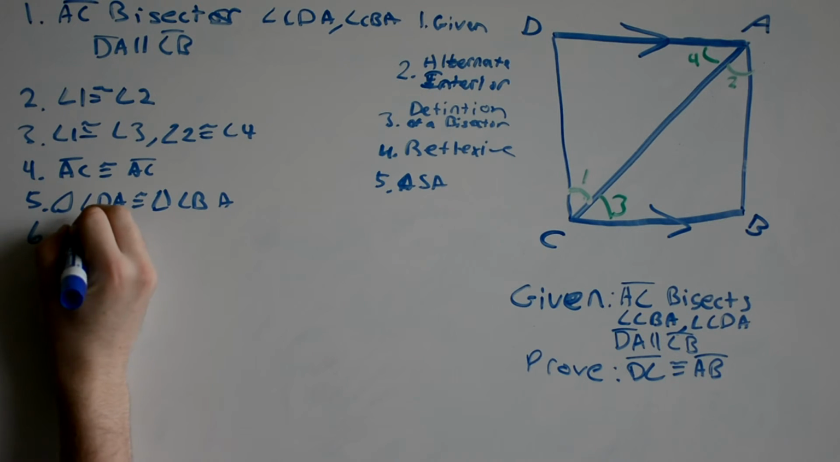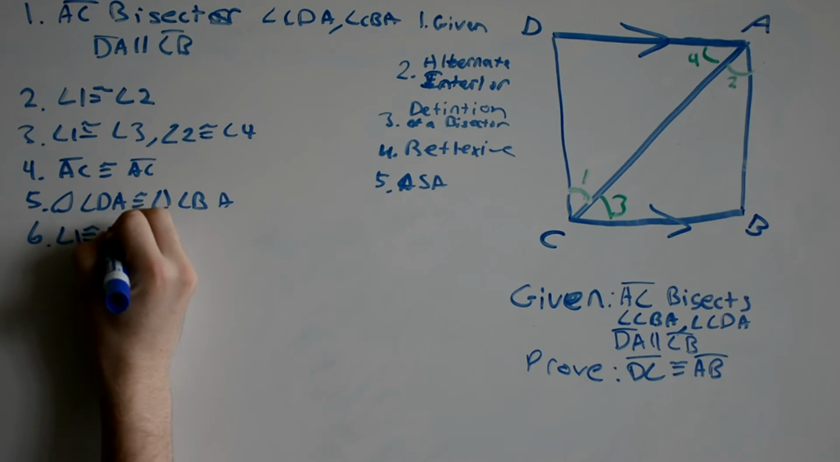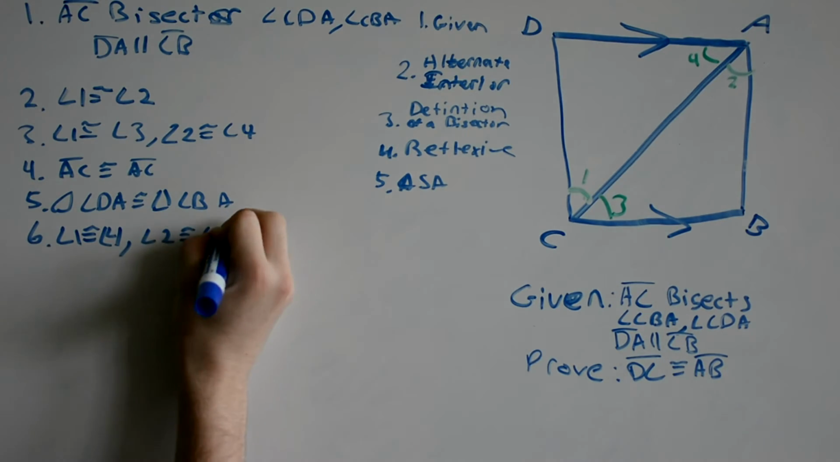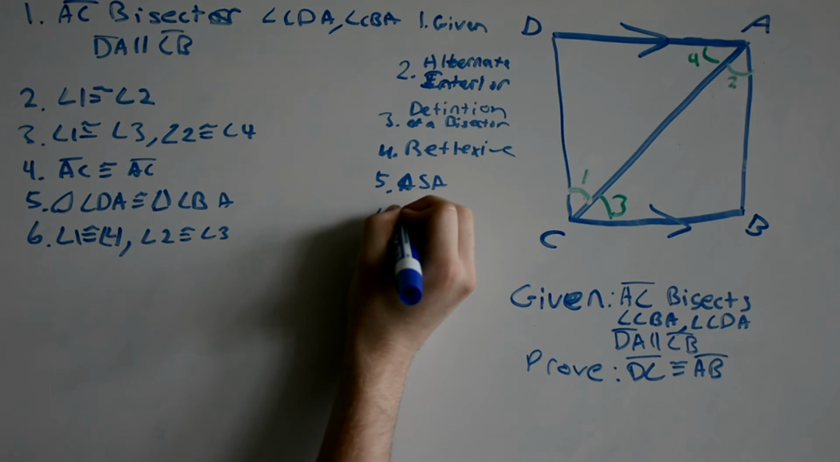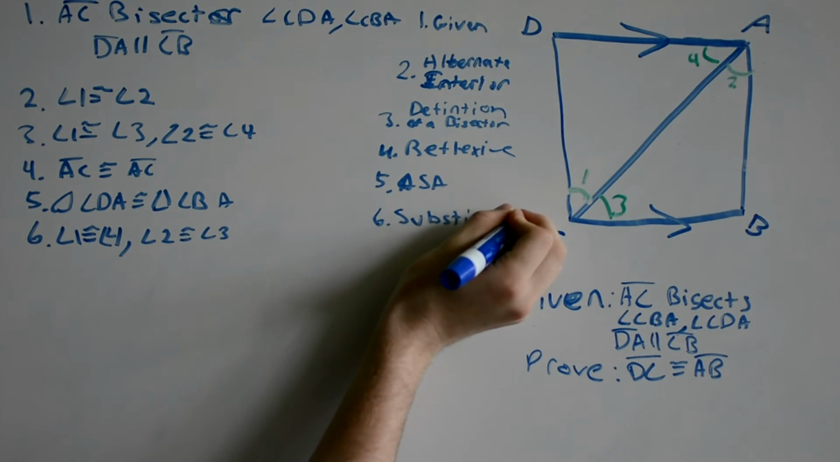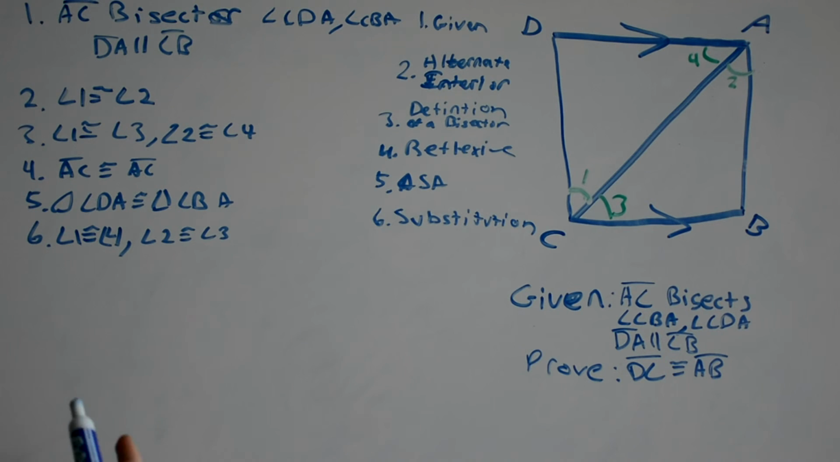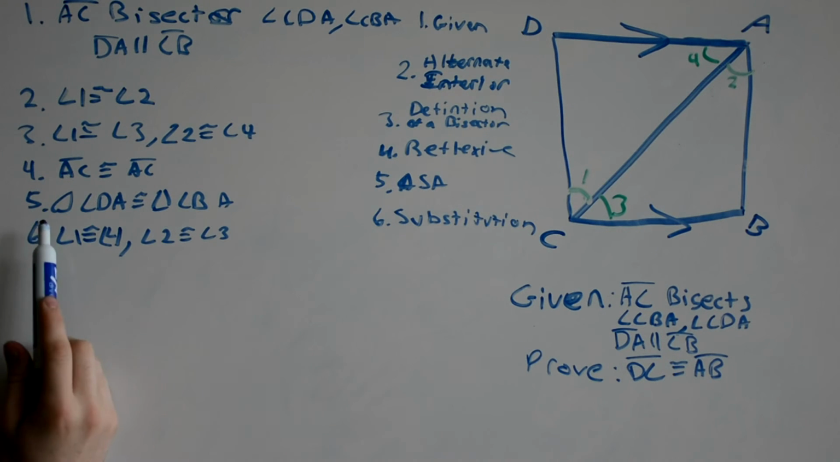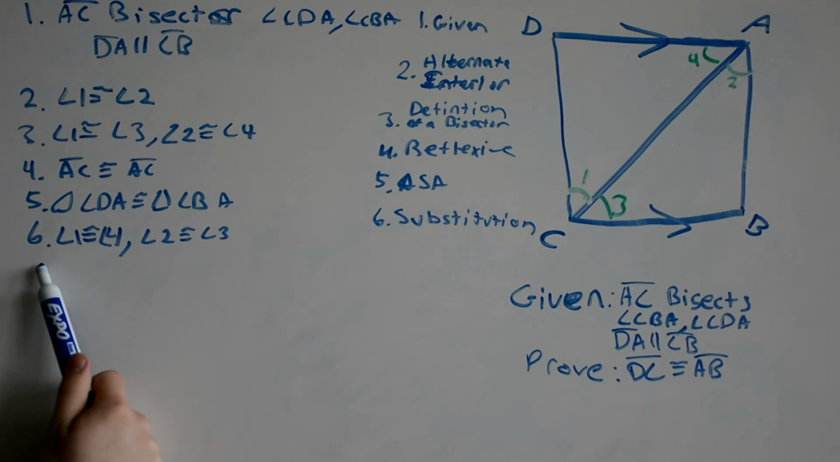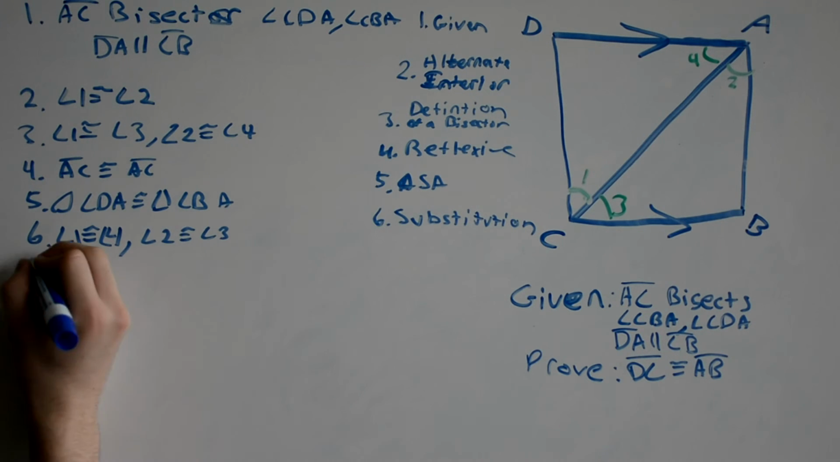You also know that angle 1 is congruent to angle 4, and angle 2 is congruent to angle 3 because of substitution. Because you know that angle 1 is congruent to angle 2, and angle 1 is congruent to angle 3, so you know that angle 2 is congruent to angle 3, as well as angle 1 is congruent to angle 4.